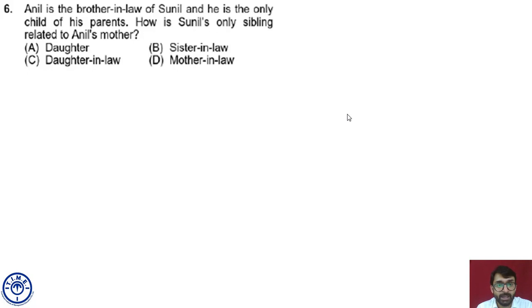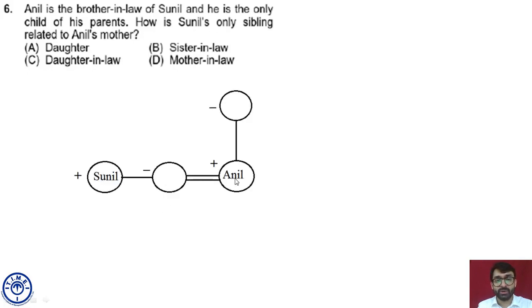Making sense? And he is the only child of his parent. Anil is the only child of his parent. That means Anil's sister cannot be the person who is married to Sunil, because Anil is the only child. That means Sunil's sister must have married Anil. Sunil is a male, Anil is a male. Sunil's sister, single line. Anil's wife is Sunil's sister, double line.